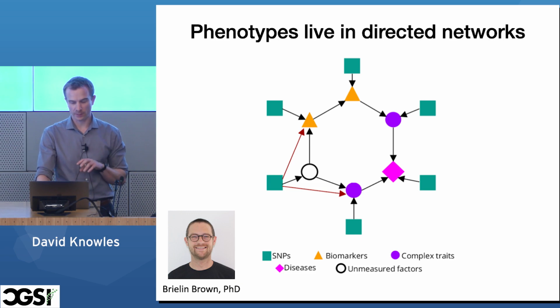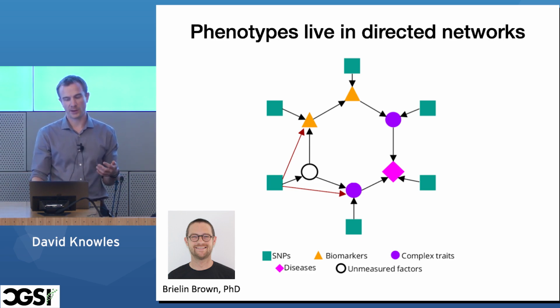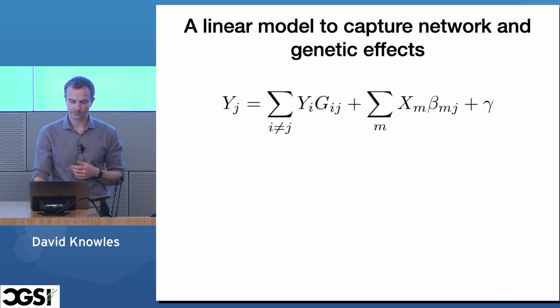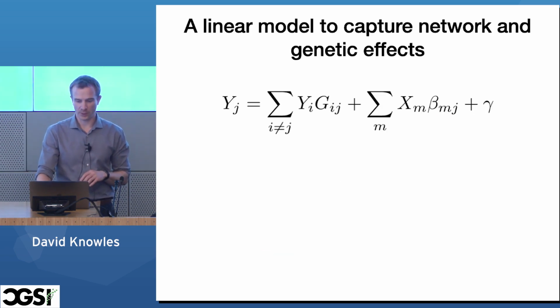What my postdoc, Brielin, and I were really interested in thinking about was, could we take some of the ideas of MR and apply them in situations where we have many traits and those traits live in directed networks where they influence each other through the network? Those traits could be biomarkers like gene expression or even splicing. It could be complex traits or diseases. And of course, we're always going to have to keep in the back of our minds that there are going to be unmeasured things as well. So the model we've come up with for doing this, we think is quite simple, but gives a lot of power to try to think about this.